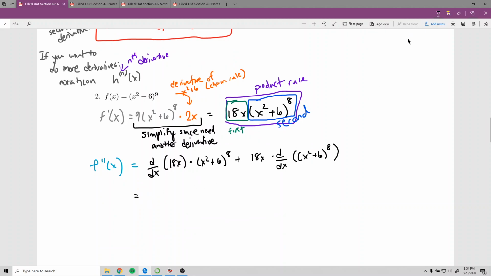And now we take care of the two derivatives. The derivative of 18x is just 18. So we got our x squared plus 6 to the 8th plus 18x. And then the derivative of this, it's just like the derivative of the first one, except we have a different power, but we got to use the chain rule. We bring the 8 down, rewrite the inside, subtract 1 from the power, and then we multiply by the derivative of the x squared plus 6, the inside, which is 2x.